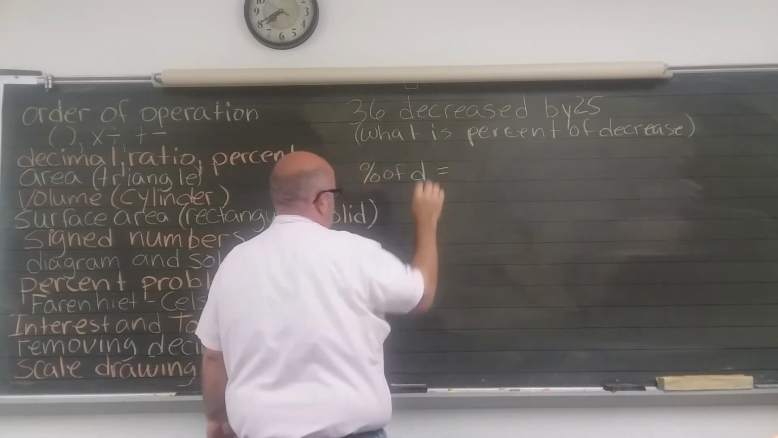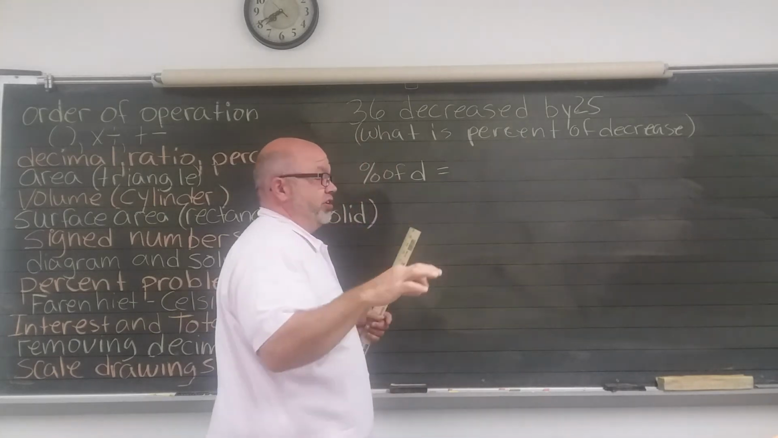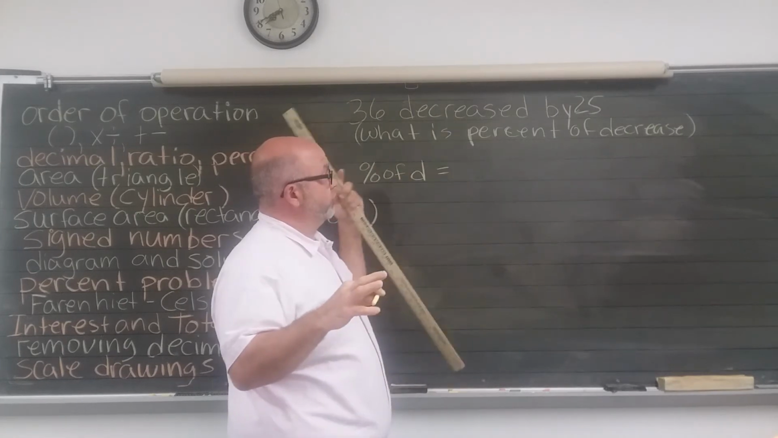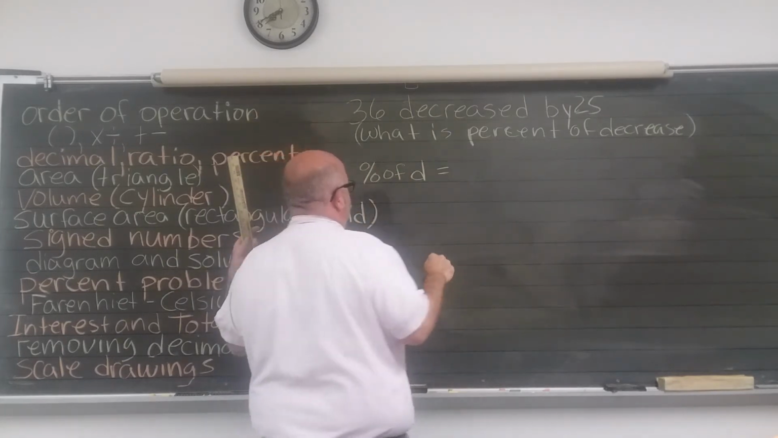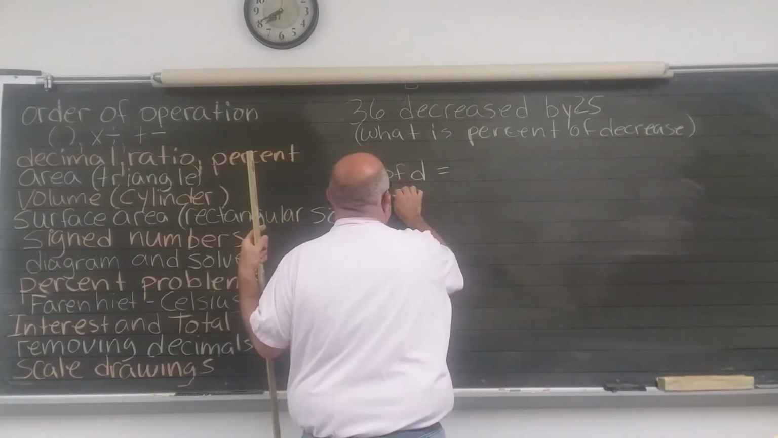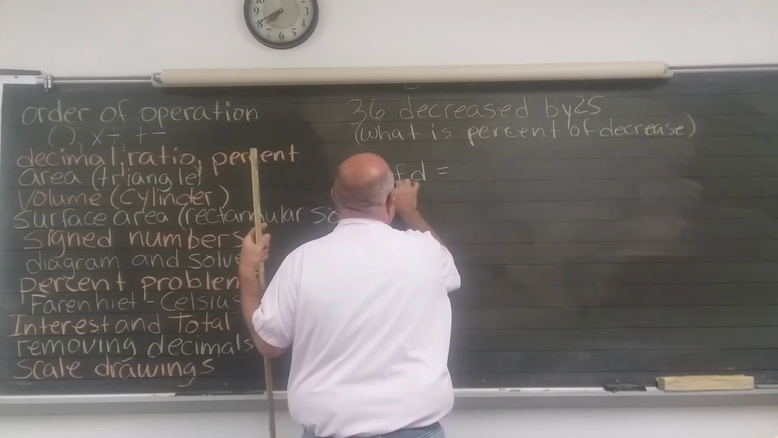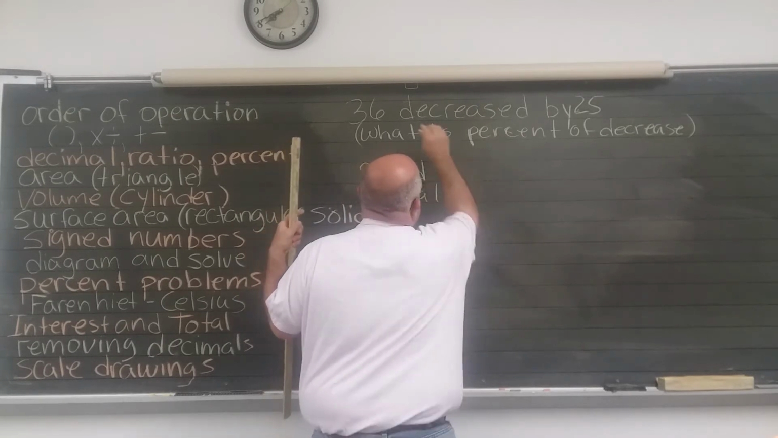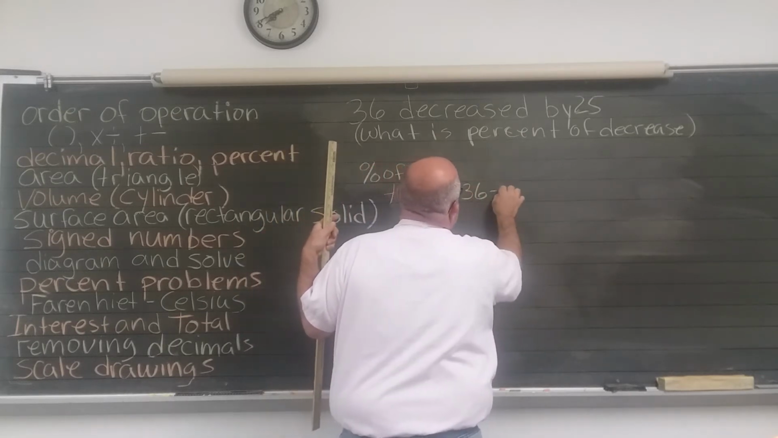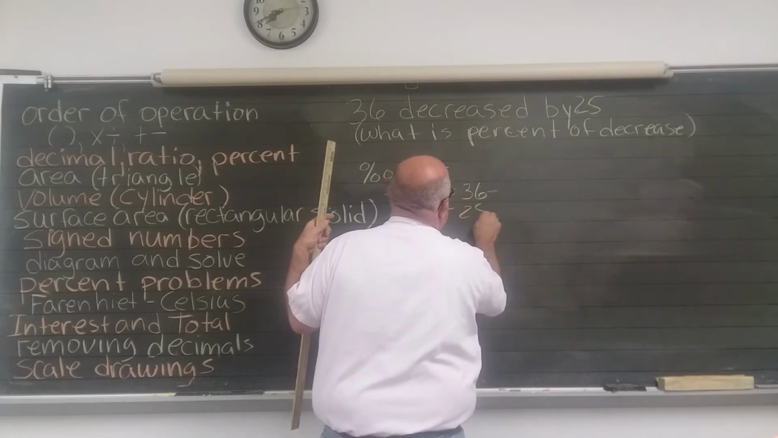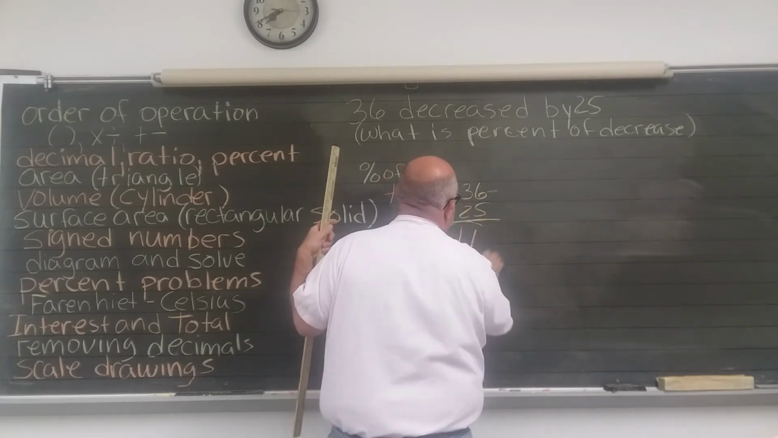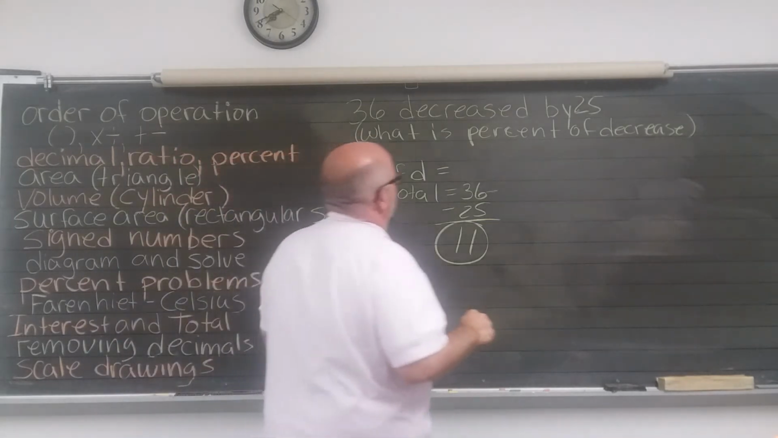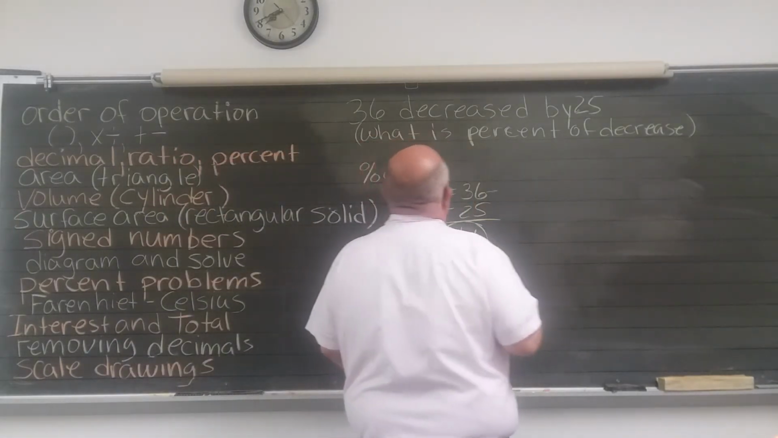That will be a percent answer, and then you will actually need to know what the final number is, which is simply 36 minus 25, which is 11. Percent of decrease and total, which is 36 minus 25, which is 11. That will be one of your answers. You know that right now because you have those numbers. But now we need to find the percent of decrease.